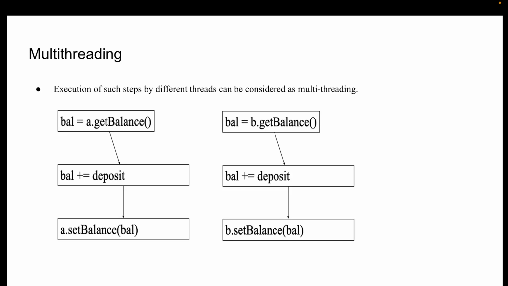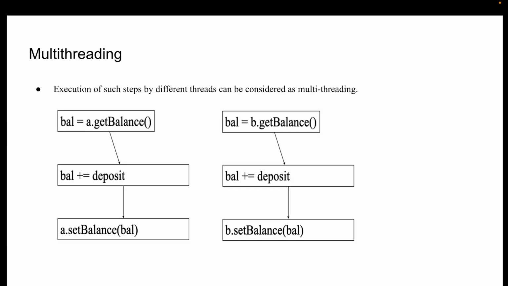Now let's say you have created some methods in your program, get balance, deposit and set balance methods, and you want two different processes to execute all the methods. Means at the same time, two different processes will be executing your get balance, deposit and set balance methods, and one thread should not affect the other.